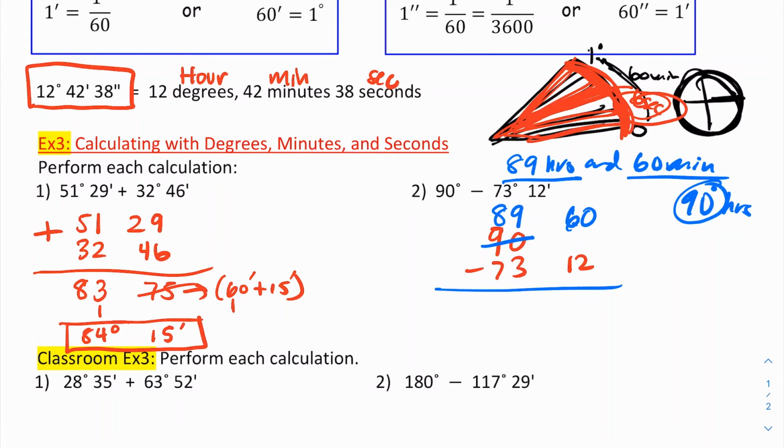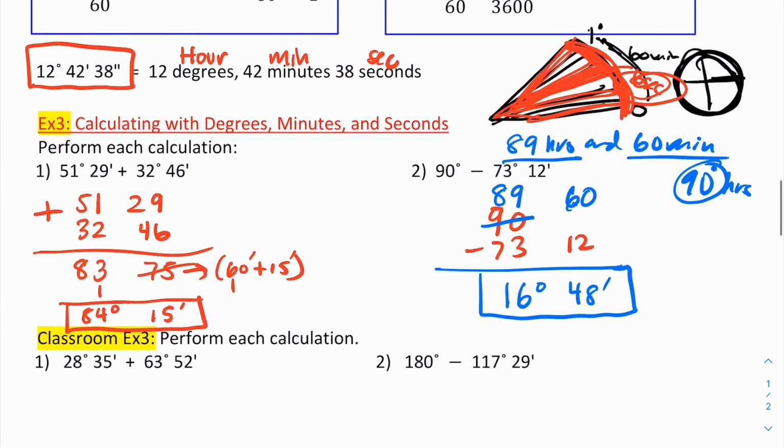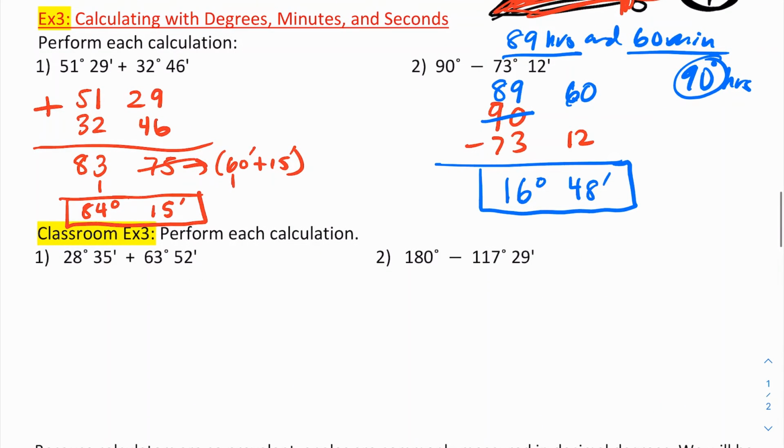So when we subtract, 60 minus 12 is 48 minutes, and 89 minus 73 is 16 degrees, or 16 hours, if you want to think of it that way. Okay, so go ahead and try the next two and see how you do. All right, after you've paused that, let's go ahead and do this.